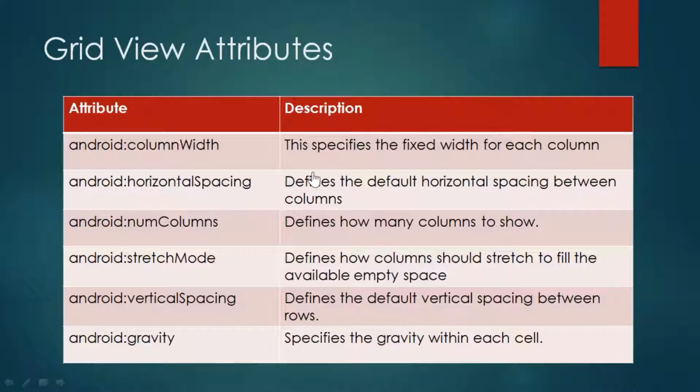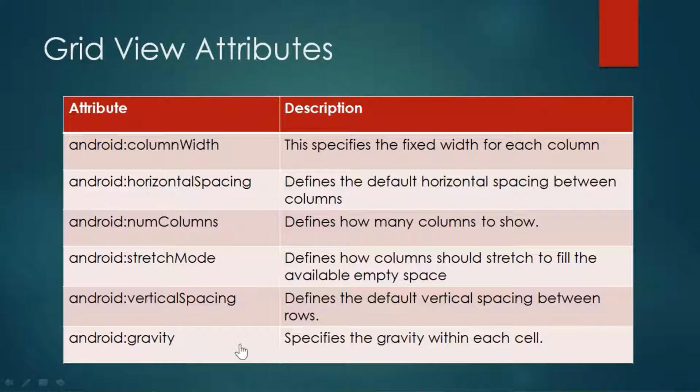The general attributes for your grid view in the XML file are column width, which specifies the fixed width for each and every column. Horizontal spacing defines the default horizontal space between your columns. Vertical spacing creates default spacing between your rows. And number of columns defines how many columns must be visible to the user.